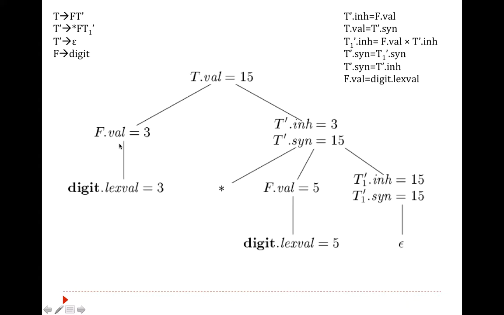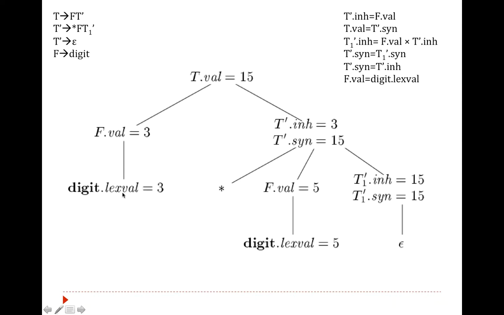Then further, F gives digit, this rule is applied here, and T dash gives star FT1 dash, this rule is applied. Then F finally derives digit and T1 dash is replaced by null. So this is the parse tree.